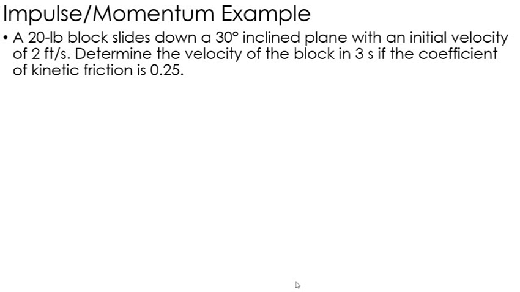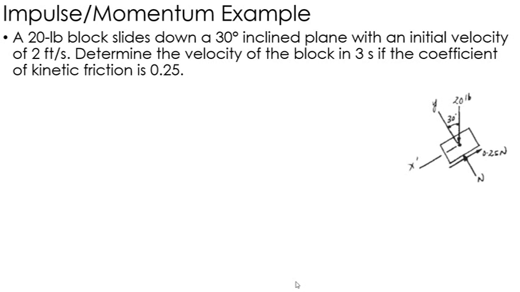All right, in this problem, we have a 20-pound block that's sliding down a 30-degree inclined plane, with an initial velocity of 2 feet per second. We want to find the velocity after 3 seconds if the coefficient of friction is given. Now, we could use Newton's second law for acceleration, but because this is an impulse-momentum sort of problem, we're going to set it up that way.